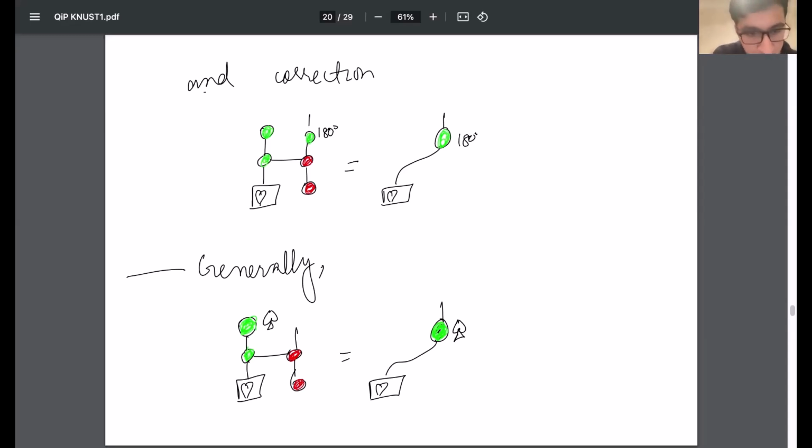Okay. So this is a general measurement. This is a green spider with an arbitrary phase represented by a spade, and ideally, after simplification, we get a state which is modified by this unitary. But this measurement also doesn't come for free.